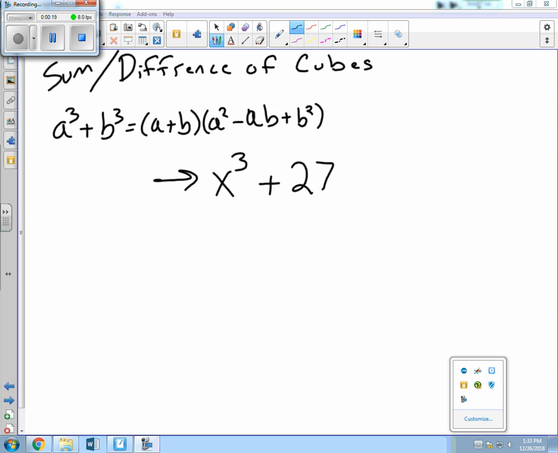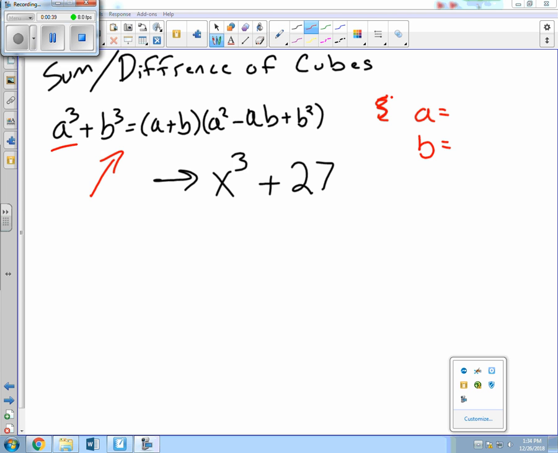Now notice that there's two terms, so we can't do the regular factoring like what multiplies to c and adds to b. So what we can do is follow this equation up here. I want to do step one, which is to identify what a is and what b is.